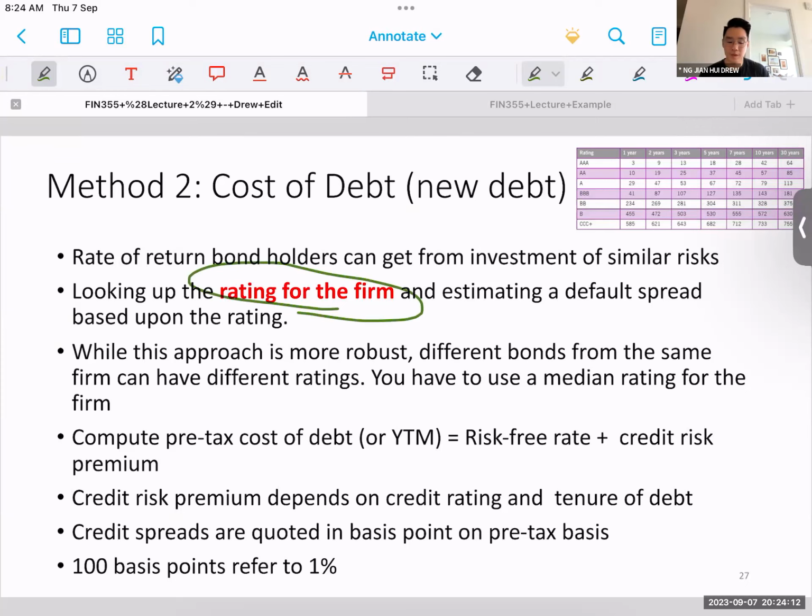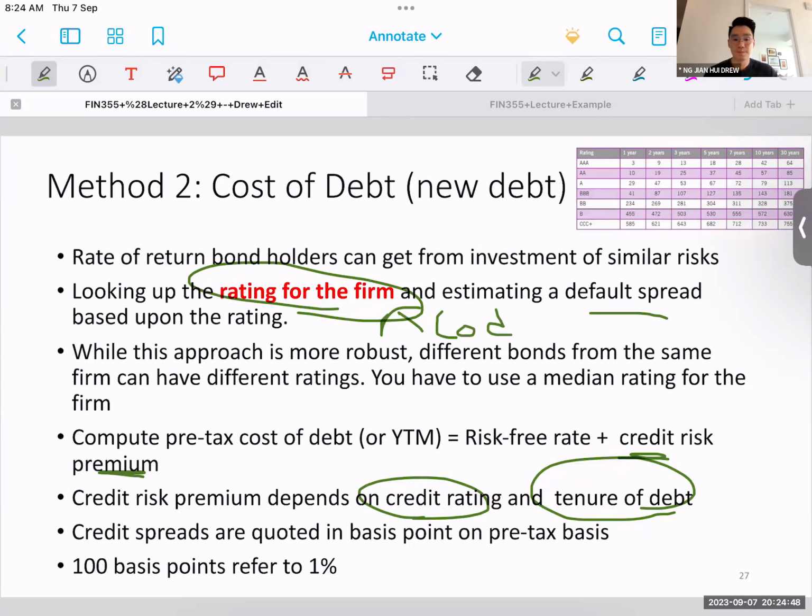So we have a rating of the firm. By having the rating of the firm, we can add on various risk components, for example the default spread, maybe a bit of credit risk premium, which depends on, let's say, the maturity of the debt, credit rating, etc. Based on the rating of the firm, you can determine the cost of debt, COD, and after that you add in various risk components to give you your new cost of debt.